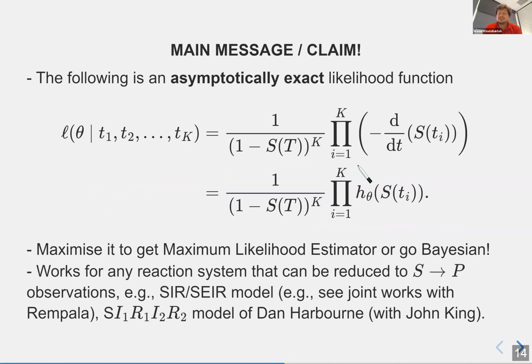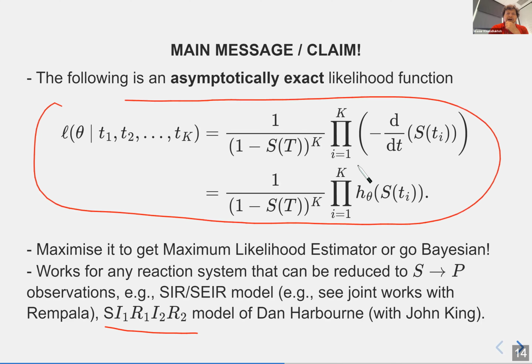And again, this works not just for the Michaelis Menten reaction, but also SIR, SEIR, mass action, also on random graphs, like configuration model random graphs. So we have some joint work with Greg Rampala. Also, when you have multiple diseases, which is joint work with my PhD student, Dan Harborn and John King. And I suppose, as Leah pointed out, maybe some ecological models as well. So this is the main claim.